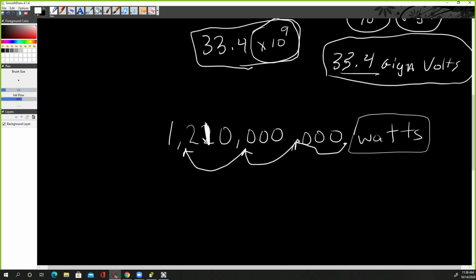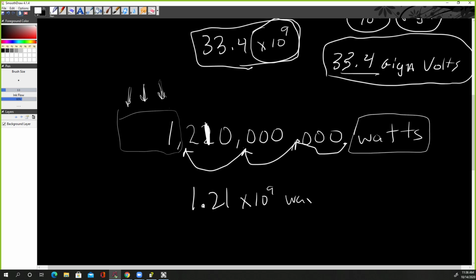So another 3. We keep moving until you have between 1 and 3 digits. So you can have 1, 2, or 3 digits here. There's only 1. So the answer is 1.21. And then, how many times did we move it? We moved it 3, another 3, that's 6, and another 3, that's 9. So times 10 to the ninth. And then we put watts. That's the answer. So you could say 1,021,000,000 watts, or you could say 1.21 times 10 to the ninth watts.